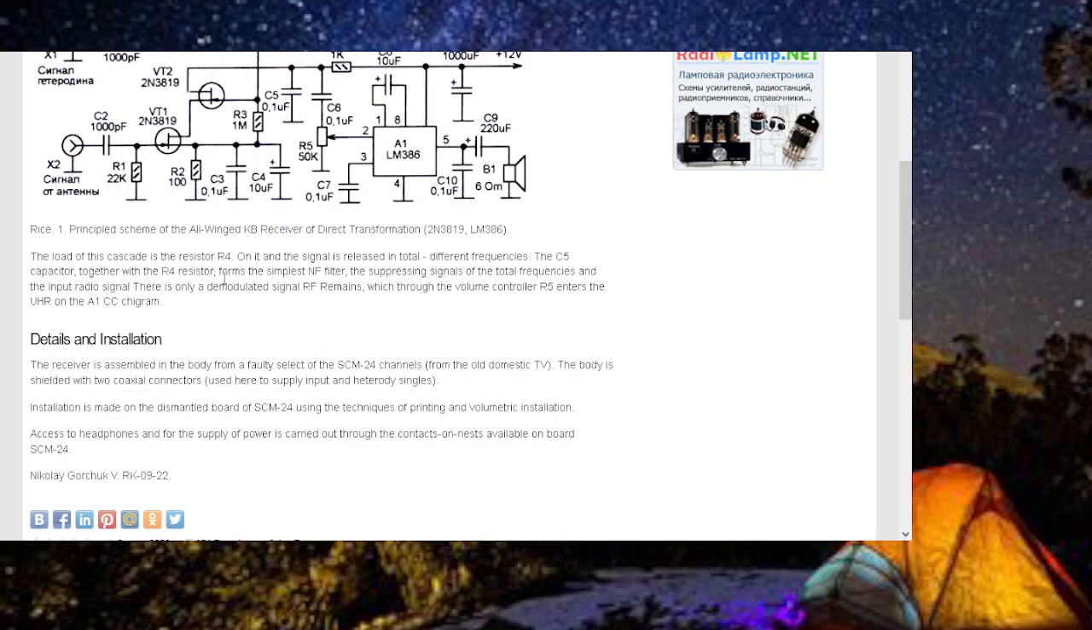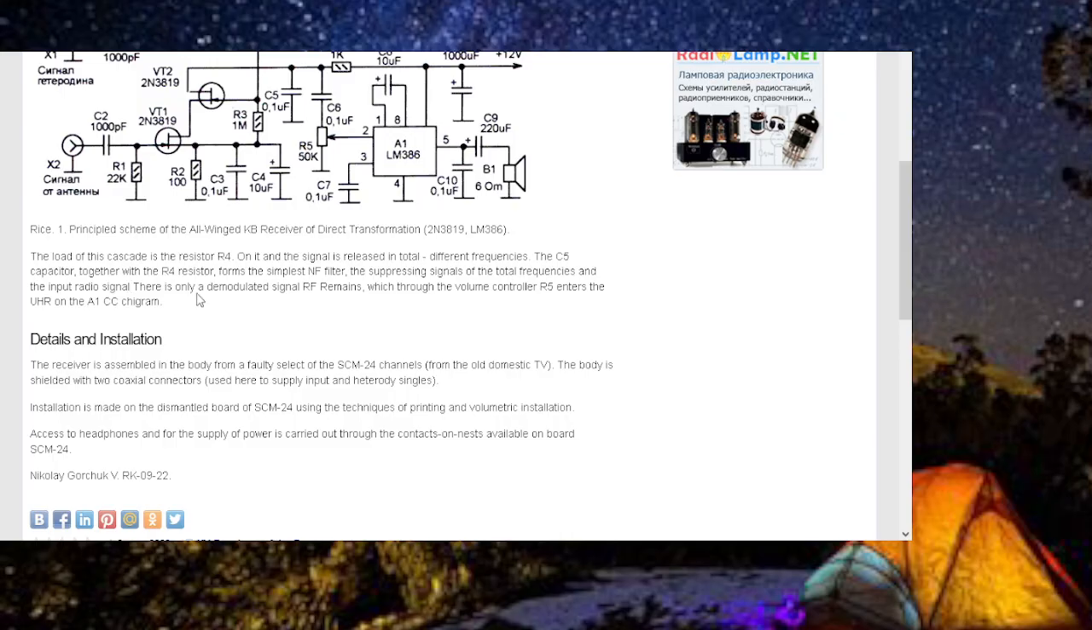The load of the cascade is the resistor R4. It's R5. R2. R4 is a 1K resistor to 12 volts. Damn, this is easy to build. And they got it connected right to an LM386 to power a speaker. Are you kidding me? Only Mother Russia has the information you need.